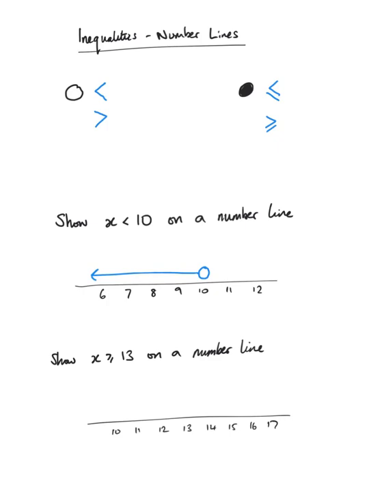So when I have x is greater than or equal to 13, I'm going to have a coloured in circle above the 13. My arrow is going to go to the right where the bigger numbers are.